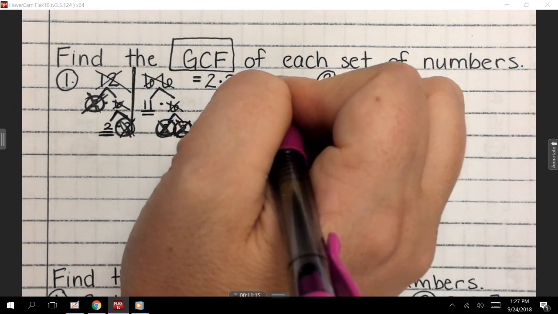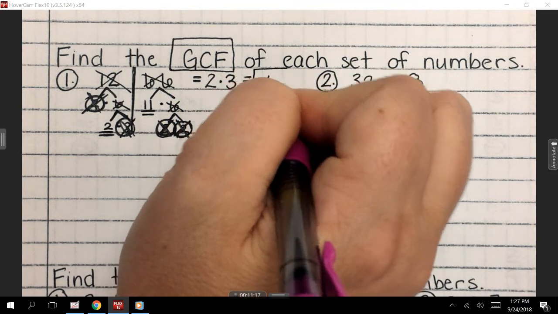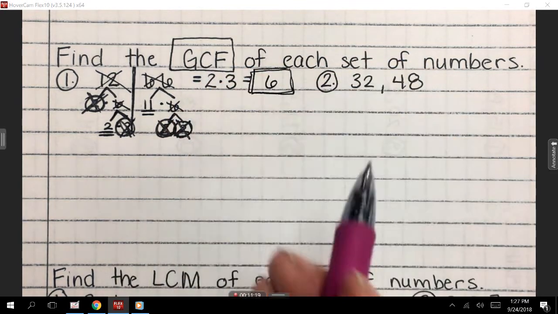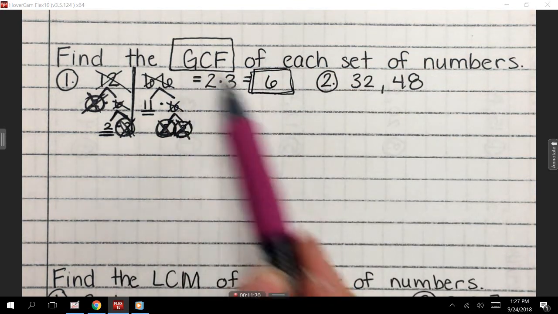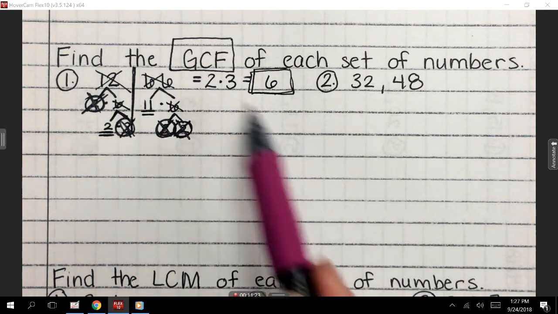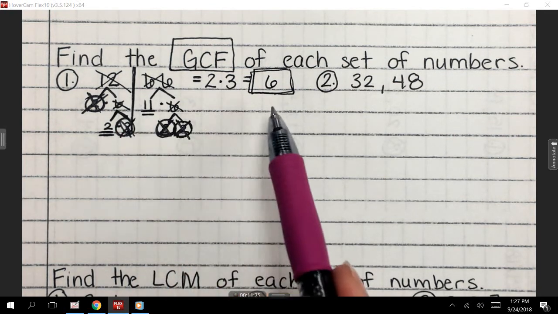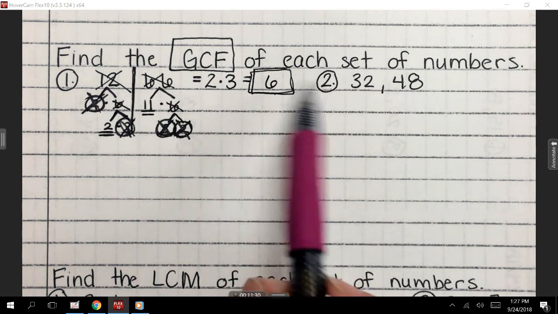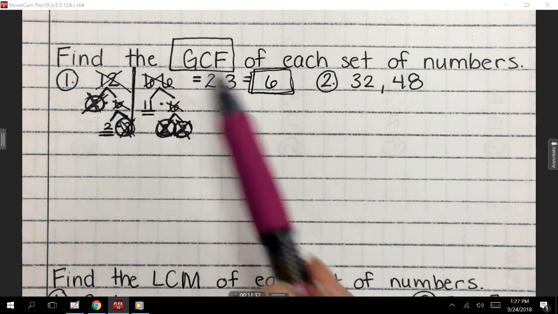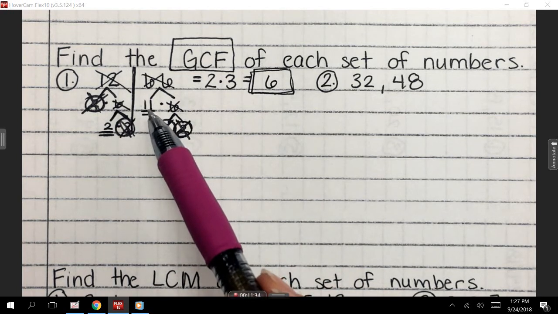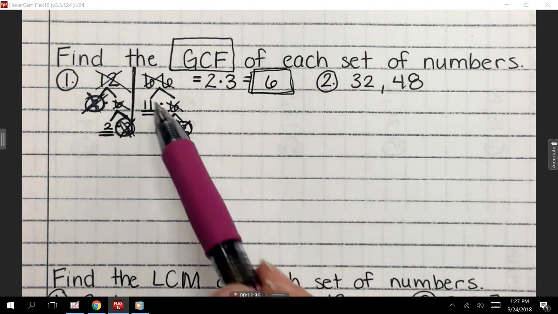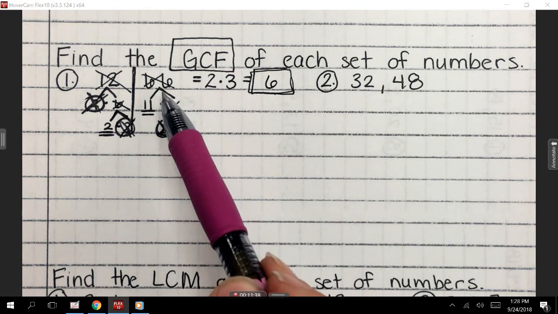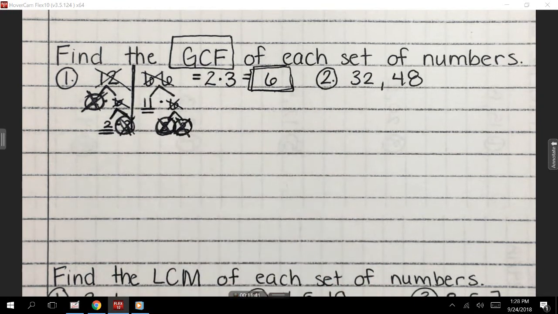So here's my answer. 2 times 3 is 6. That's what I'm looking for. So what that means, guys, is 6 is the biggest number that will go into 12 and also into 66. Because can 6 go into 12? Yes. And can 6 go into 66? Yes. So 6 is the biggest number that will go into both of them.